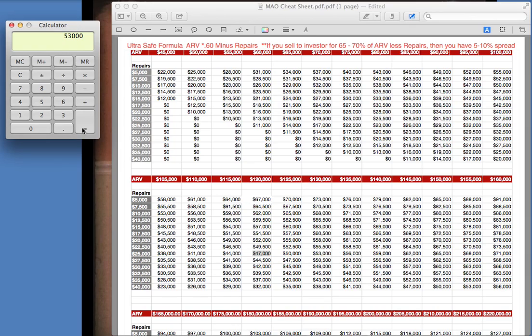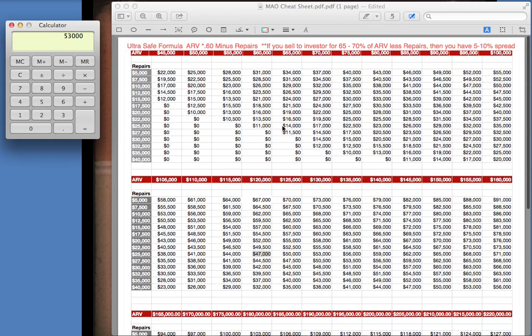So you can see, once you get familiar with your buyers and they start buying more than one house from you, you may feel safe offering the full $47,000 maximum to your seller, because you know you're able to sell it for 70% of ARV minus repairs. So let's look at one more.